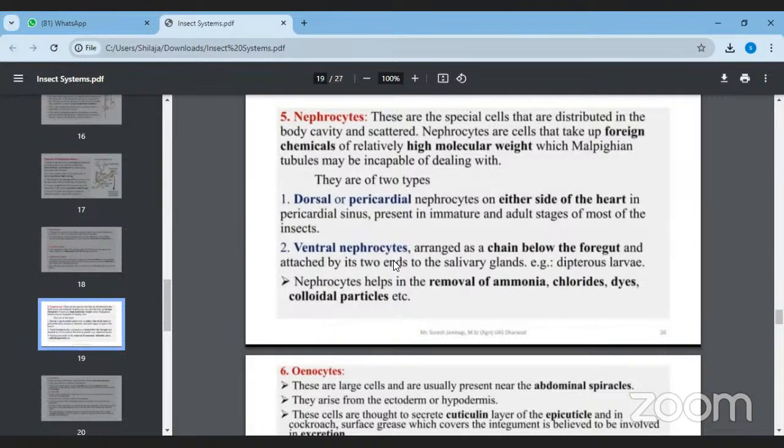There are two types of nephrocytes: dorsal or pericardial nephrocytes on either side of the heart in the pericardial sinus, present in immature and adult stages of most insects. We also see the ventral nephrocytes arranged as a chain below the foregut and attached to the two ends of the salivary glands, in dipterous larvae.